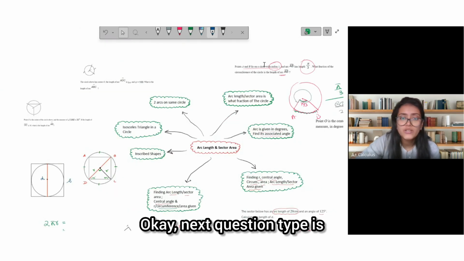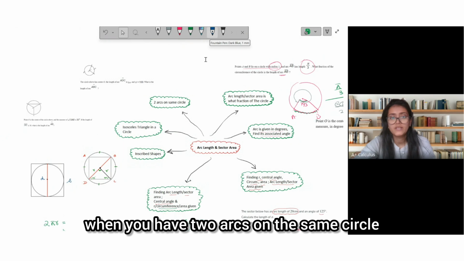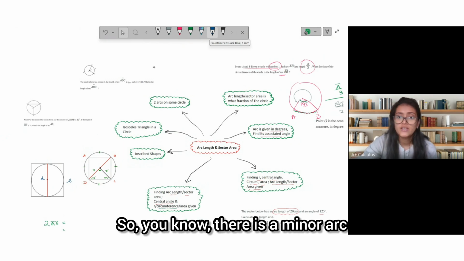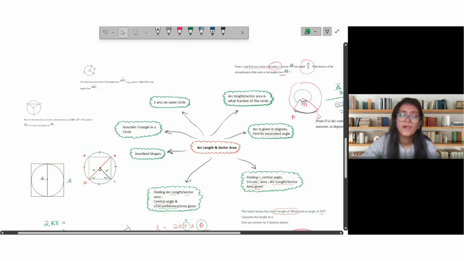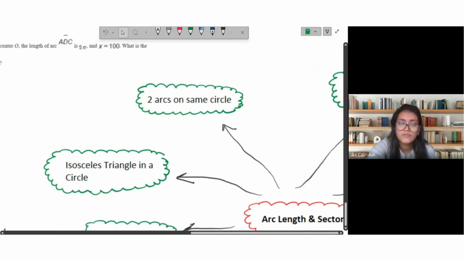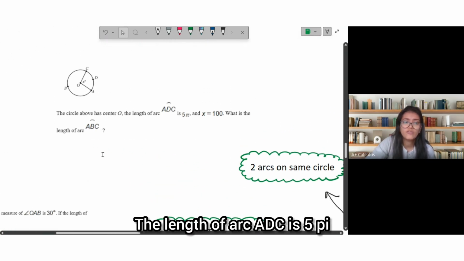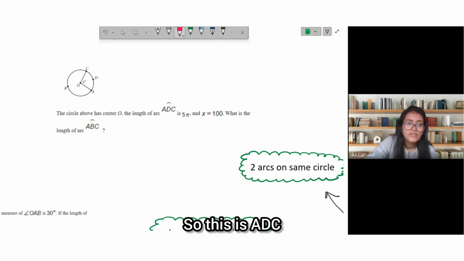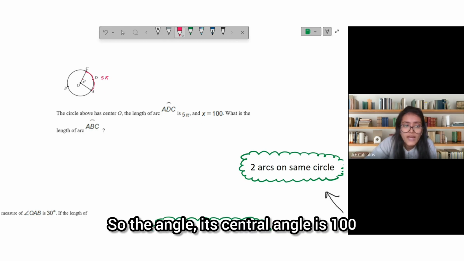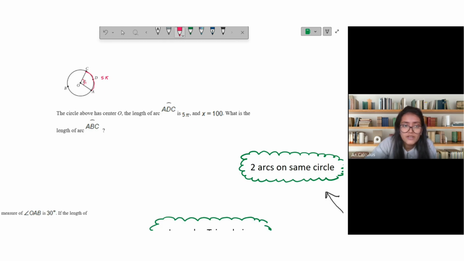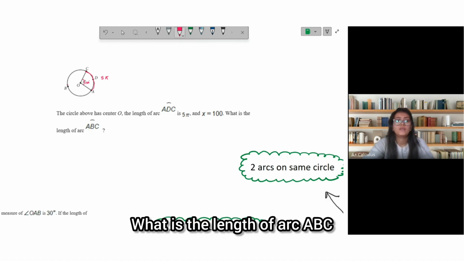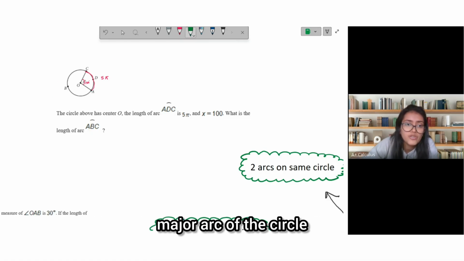Okay, next question type is when you have two arcs on the same circle. So, you know, there is a minor arc and there is a major arc. Let's see this question. It says the circle above has center O. The length of arc ADC is 5 pi. So this is ADC, which is a minor arc. And x is equal to 100 degrees, so its central angle is 100. What is the length of arc ABC? Now we have to find out the length of the major arc of the circle.